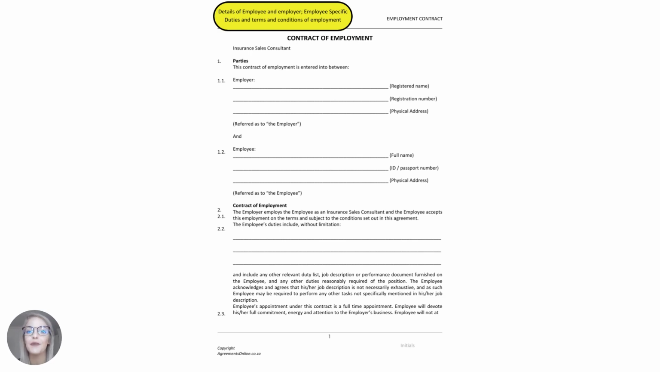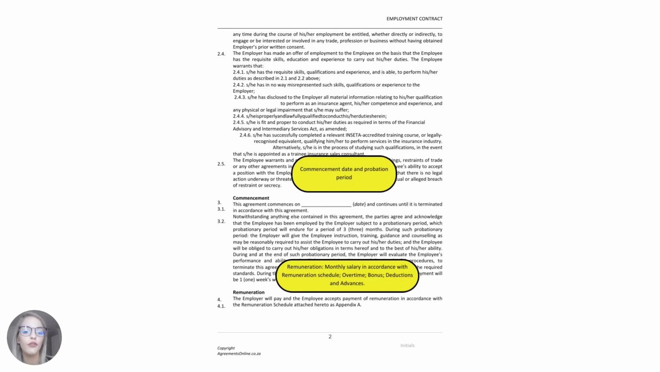We start off by filling out the details of both the employee and the employer, as well as the employee's specific duties. The contract then makes note of the terms and conditions of the employee's employment. And we move on to include things such as commencement date, which is the start date of employment, and also the probation period. Now, the probation period is generally about 3 months, but the template is fully editable. So if yours is different, you can always amend that.